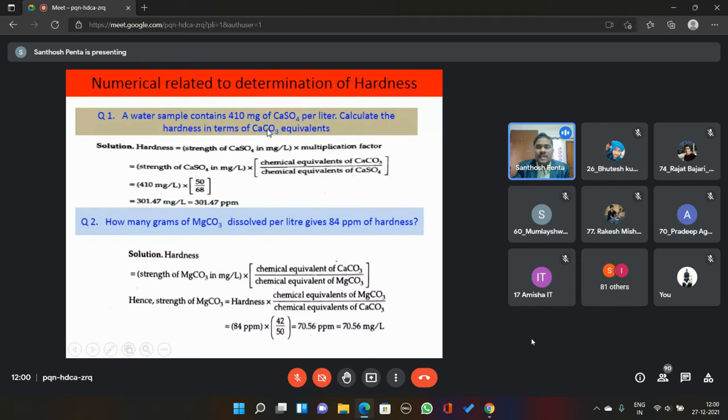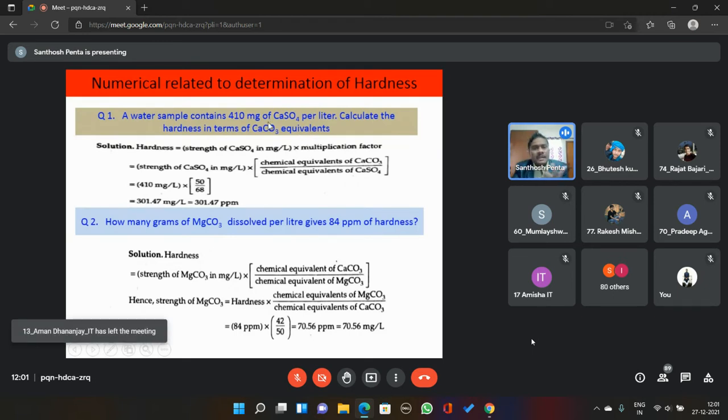This is what we are doing here with the help of one simple equation. What is that equation? Hardness in equivalence of calcium carbonate is equal to strength of hardness producing substance times the multiplication factor. Here the hardness producing substance is calcium sulfate. Say, for example, similarly, I am modifying this. A water sample contains 410 milligram of calcium bicarbonate per liter. Then calculate the hardness in terms of calcium carbonate equivalence.